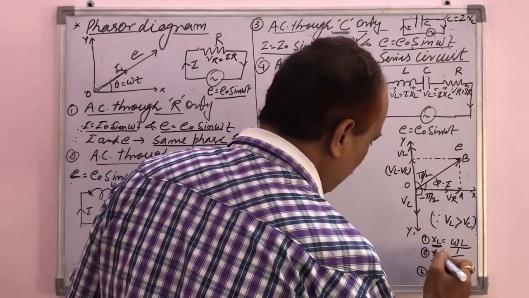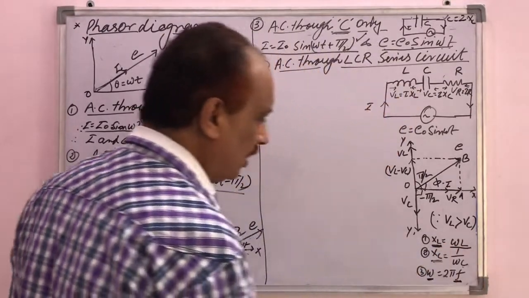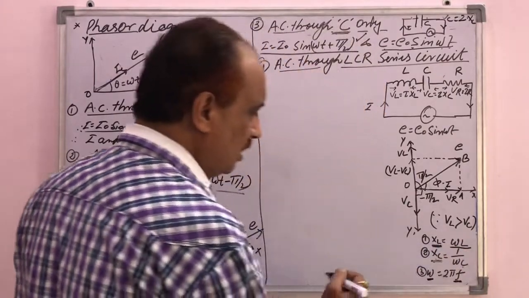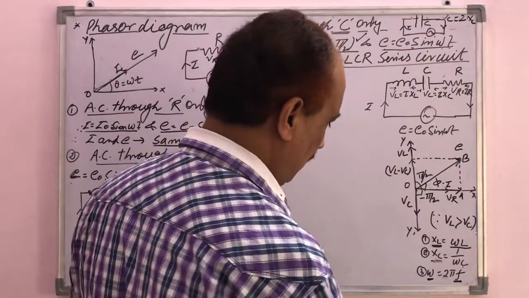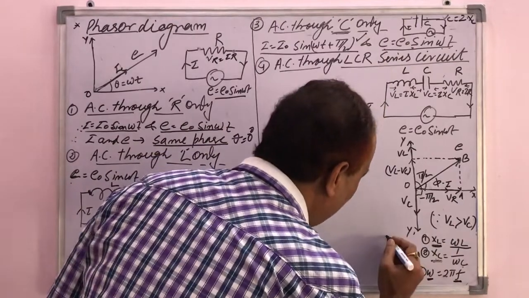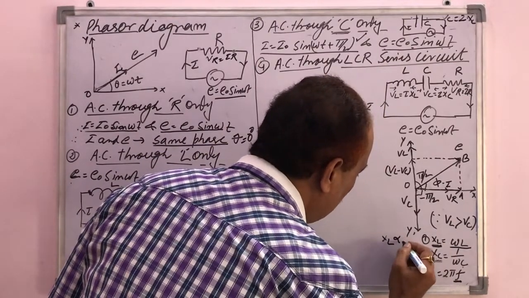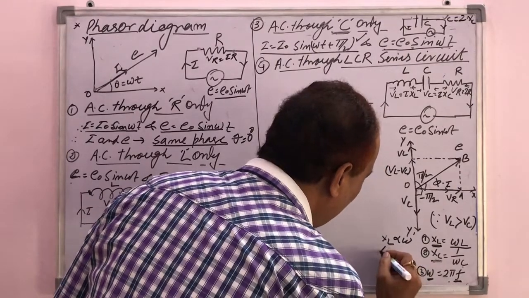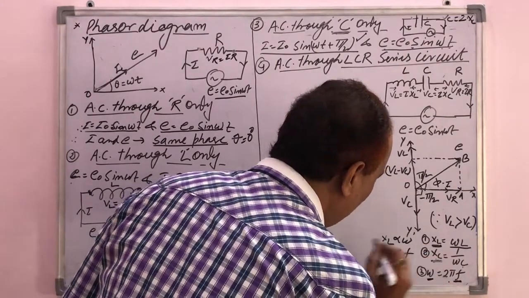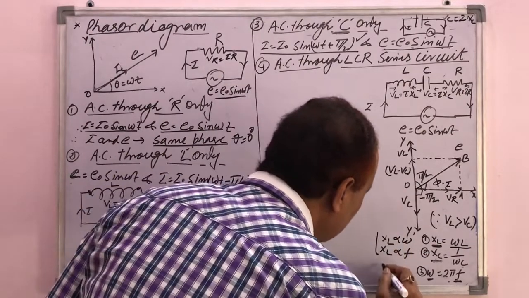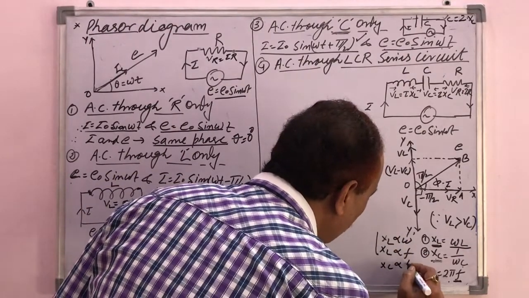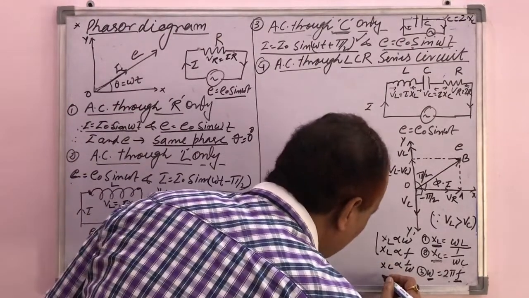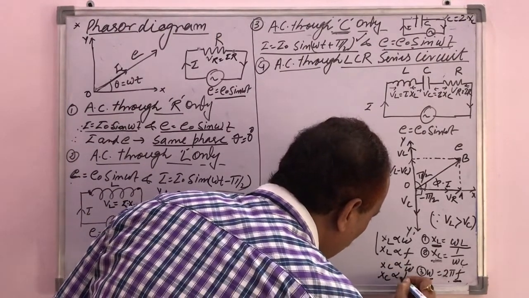So when we write the relation for omega and for XC or XL, they will be inversely proportional to each other. In case of XL, XL will be proportional to omega, and omega here is equal to 2 pi f. So we can write XL is proportional to frequency. In the second case, XC is proportional to 1 upon omega, and omega equals 2 pi f, so we can write XC is proportional to 1 upon f.